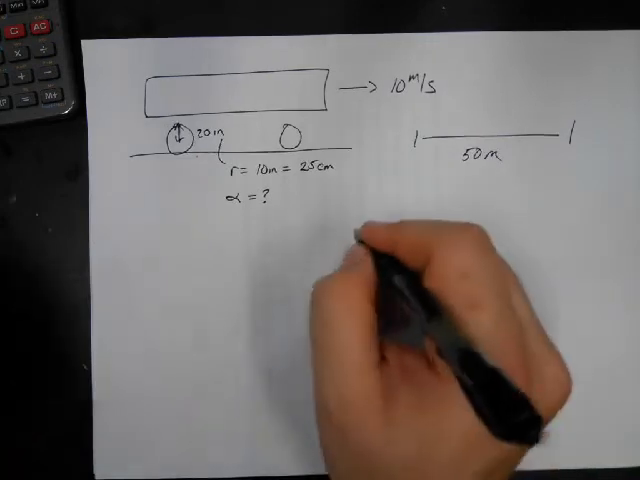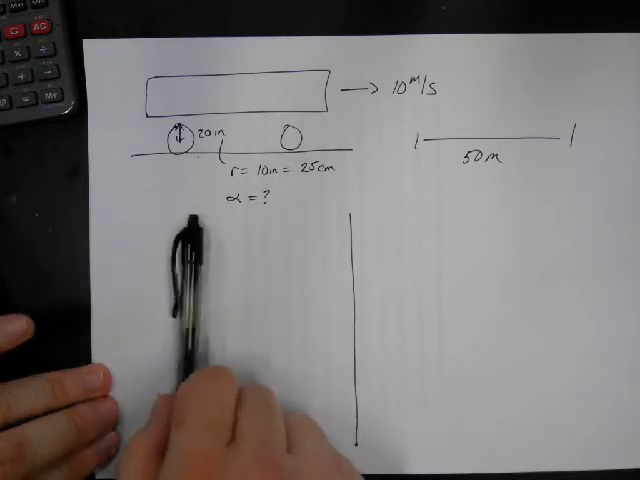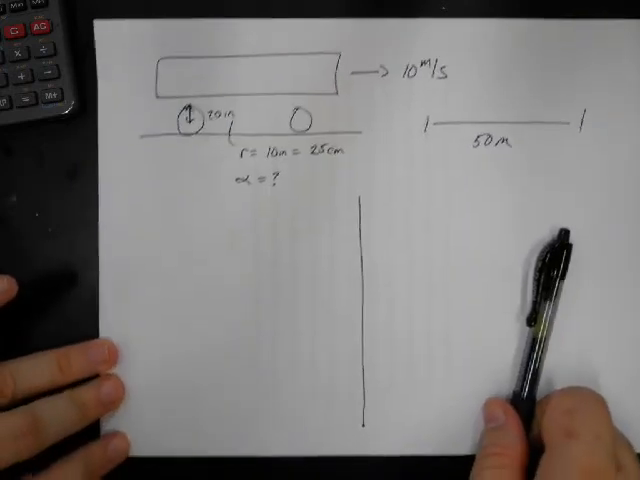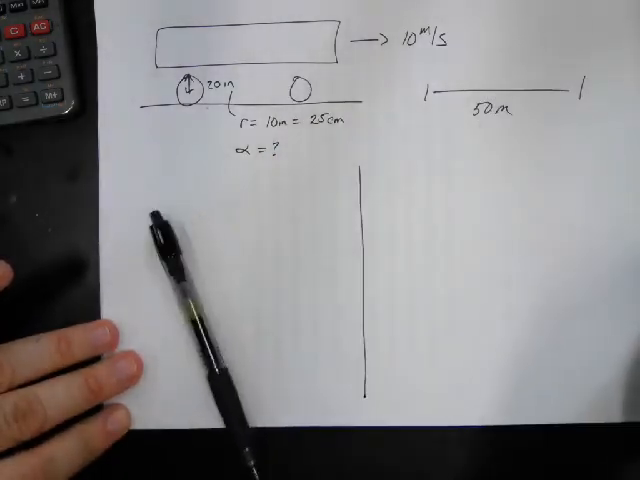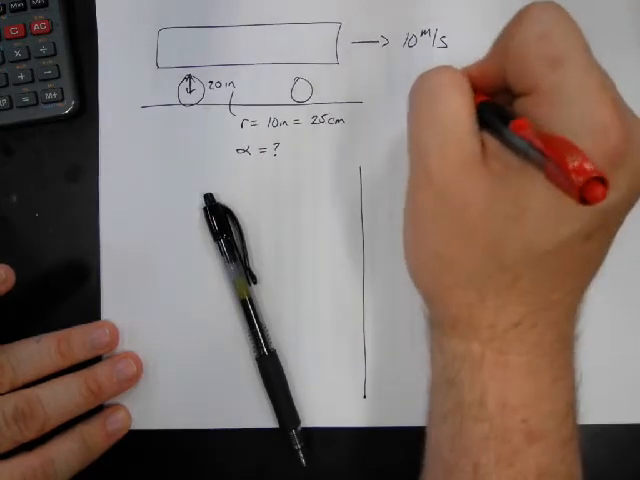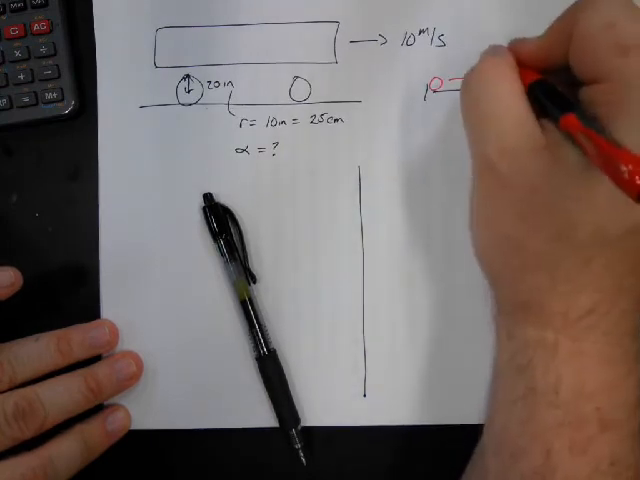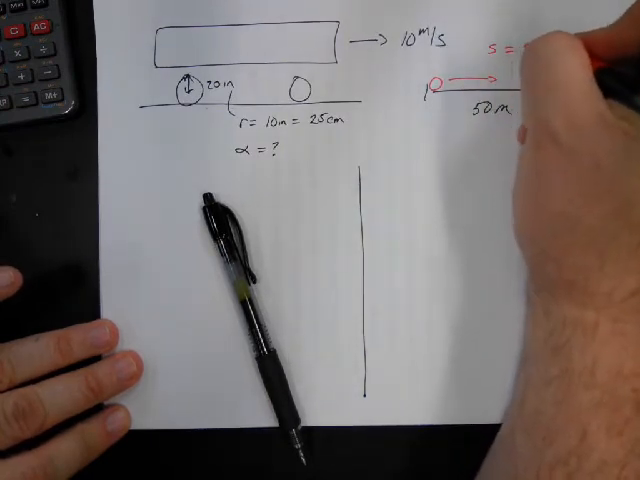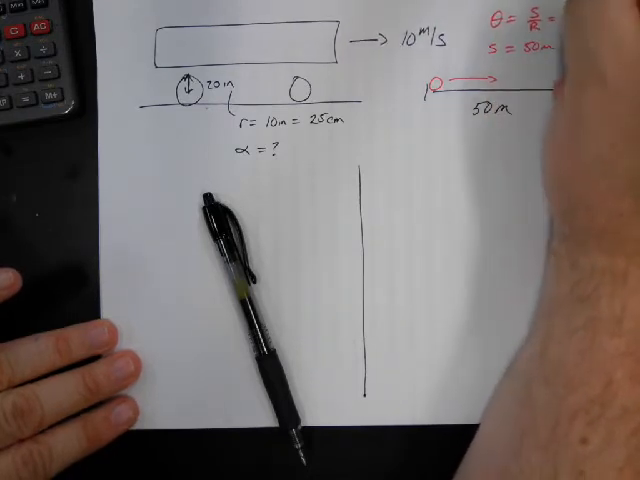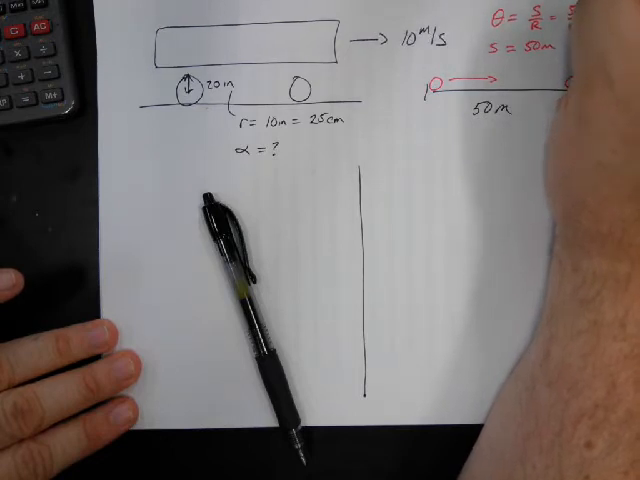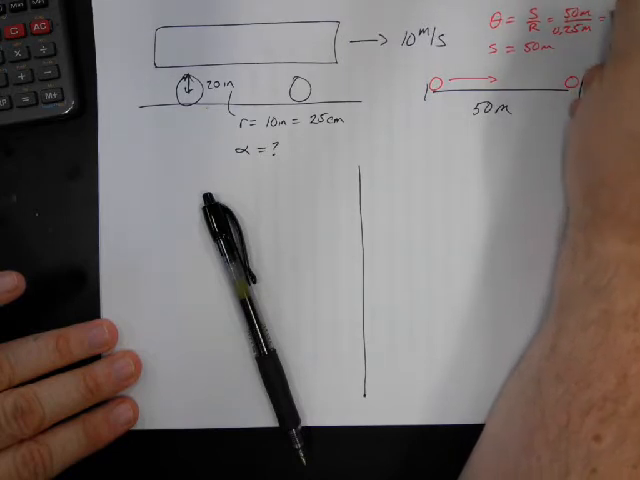There's a couple of different ways of doing it, and I'm going to divide this page in half. On this side, I'm going to do the angular version, and on this side, I'm going to do the translational version. If we have something that's rolling along this distance that it stops, then as it rolls, our distance s, the arc length, is also going to be 50 meters. So we can figure out what θ is: s over r is 50 meters over 0.25 meters. That's 50 times 4, is 200 radians.